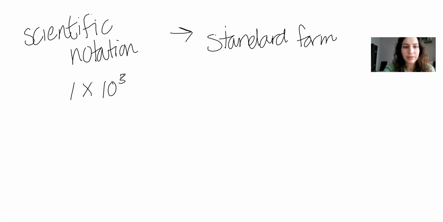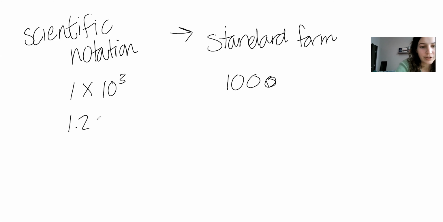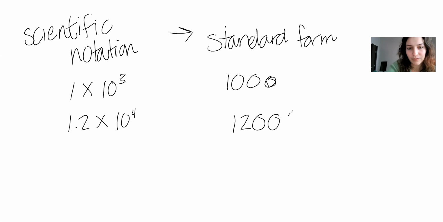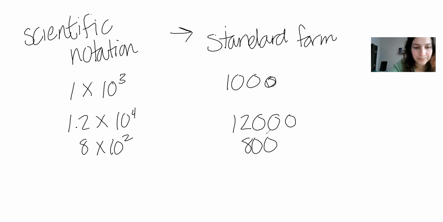So for example, we have 1 times 10 to the 3, and that looks a little scarier than the normal numbers we work with. But that is just another way of writing 1,000. So other examples can have decimals and numbers after decimals. So perhaps we have 1.2 times 10 to the 4th, and in standard form, that looks like 12,000. We can also have 8 times 10 squared. That's just 800.